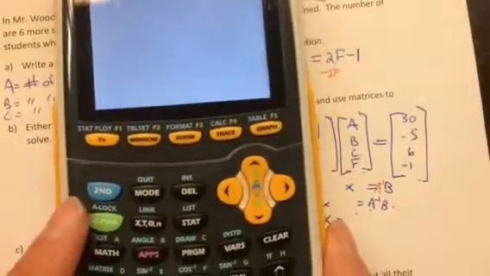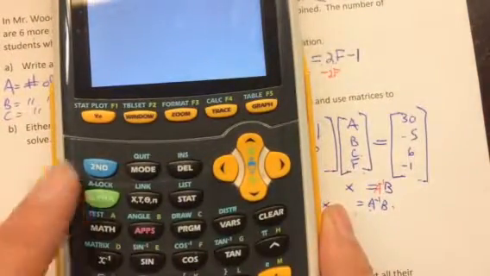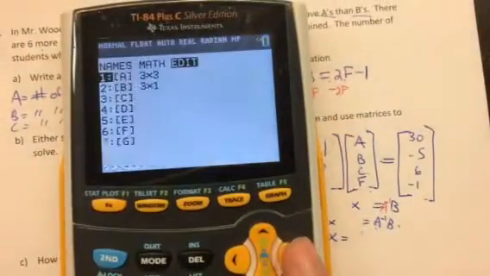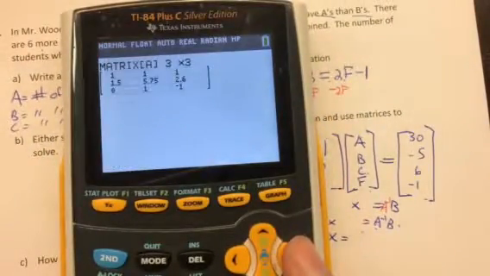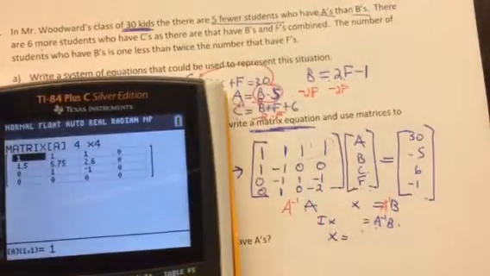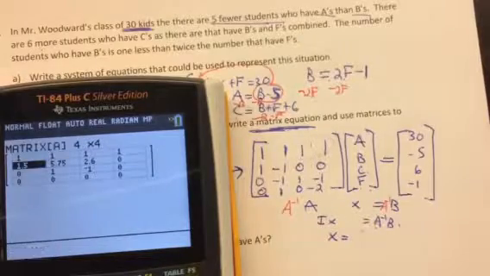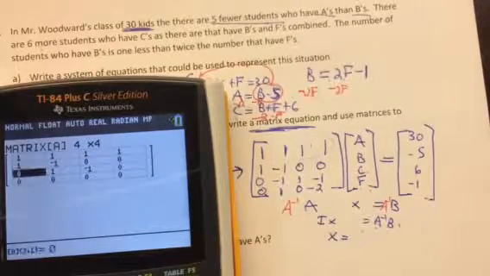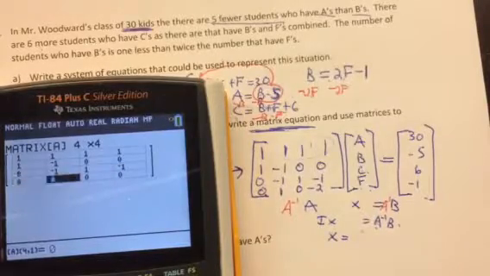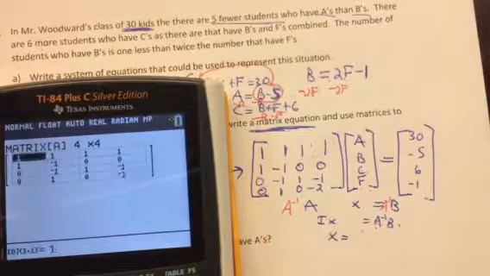In a calculator, we go to the matrix button, which is right here in blue. So we press second matrix. We first go to edit. We're going to edit matrix A. It is a 4 by 4 matrix. And we put in the coefficients: 1, 1, 1, 1, 1, negative 1, 0, 0, 0, negative 1, 1, negative 1, 0, 1, 0, negative 2.